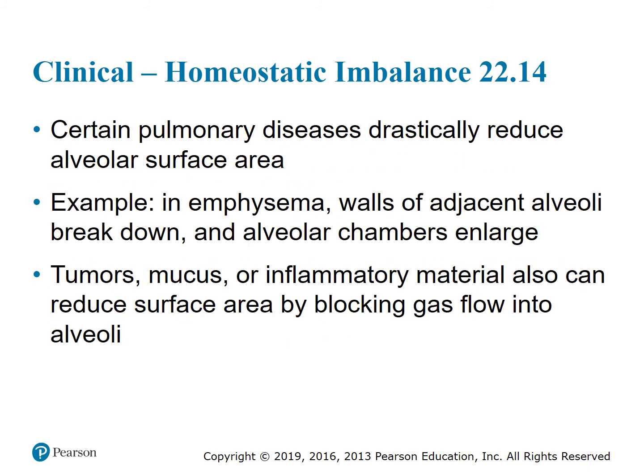Clinical homeostatic imbalance 22-14. Certain pulmonary diseases drastically reduce alveolar surface area. For example, in emphysema, the walls of the adjacent alveoli break down and the alveolar chambers enlarge. Also, tumors, mucus, or inflammatory material can reduce the surface area by blocking gas flow into the alveoli.